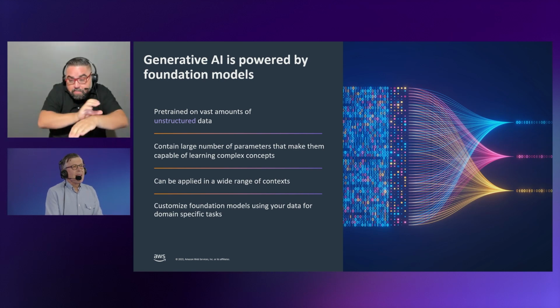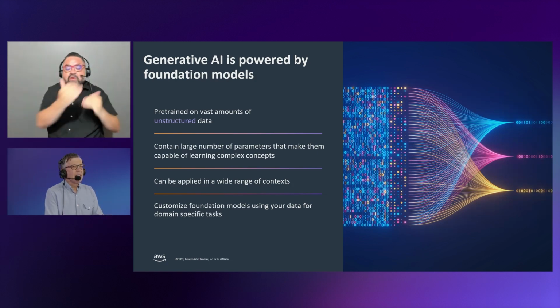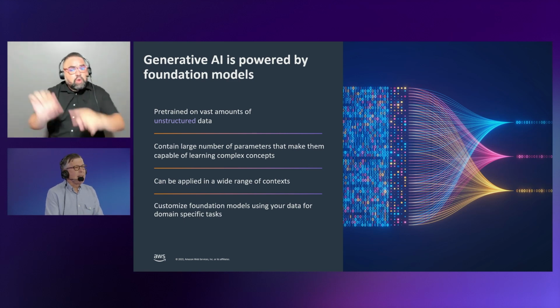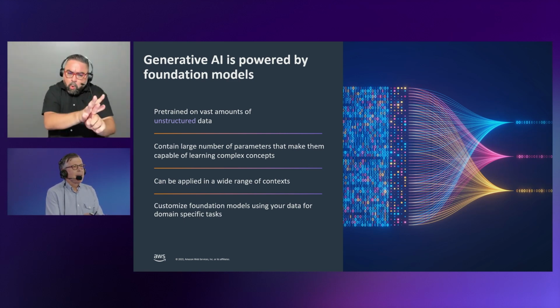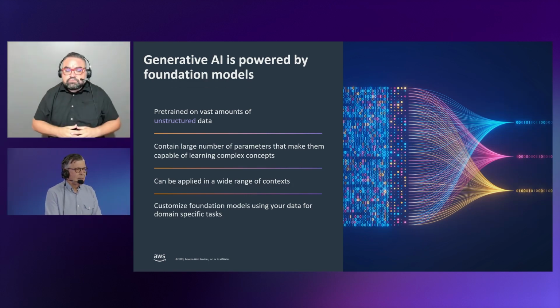What makes FMs special is that they can perform so many more tasks because they contain large numbers of parameters or variables that they can manipulate and are capable of unsupervised self-learning of complex concepts. Although their training exposes them to internet-scale data, they essentially can be applied to a wide range of contexts.